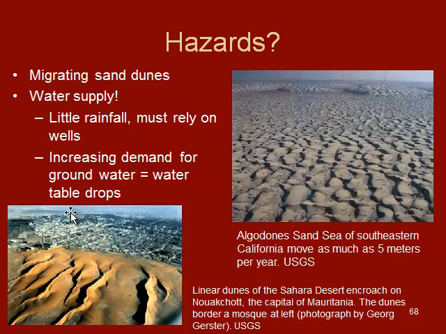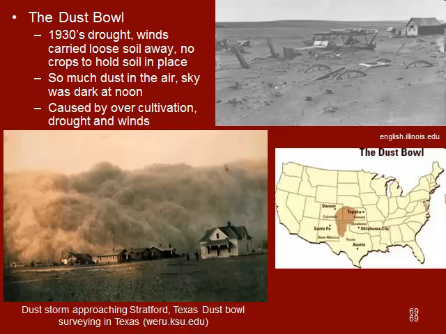This is in Africa, and these dunes are actually starting to migrate into this city, the capital, that you can see here. So migrating sand dunes can be a problem, and there really isn't anything you can do to stop it. The wind's going to take it and move it. We can also have dust bowls or dust storms.